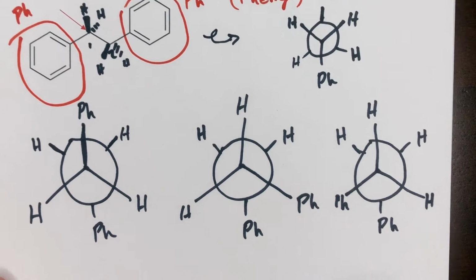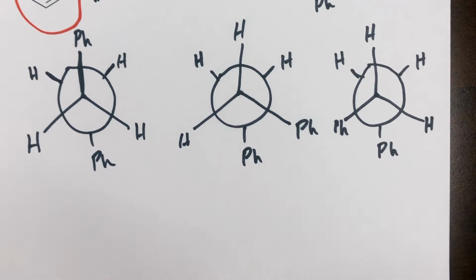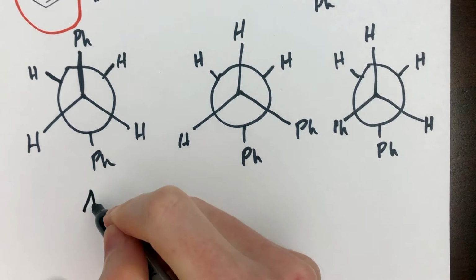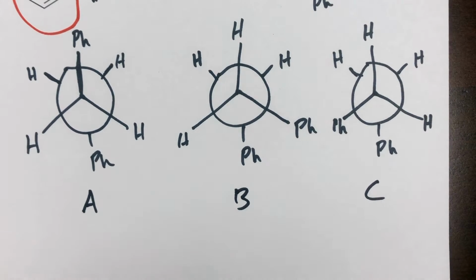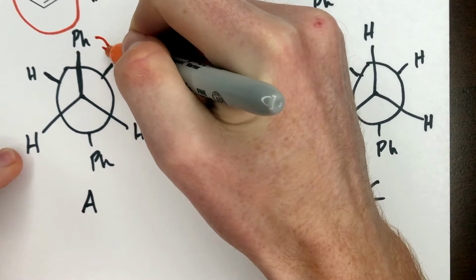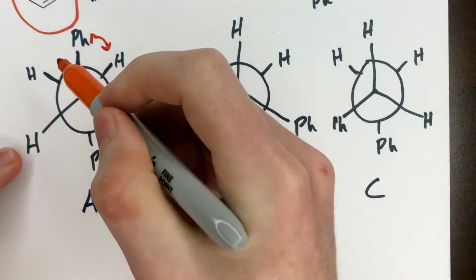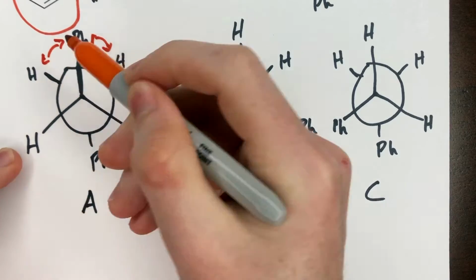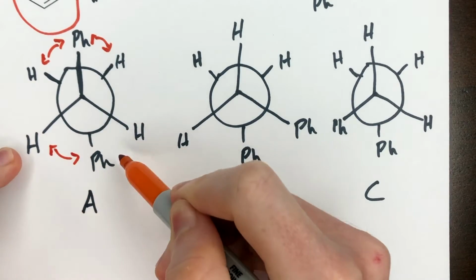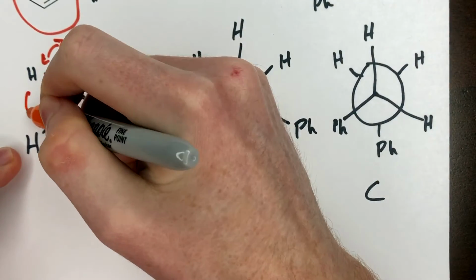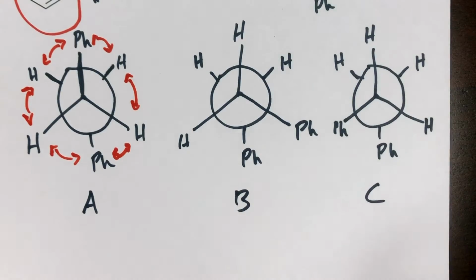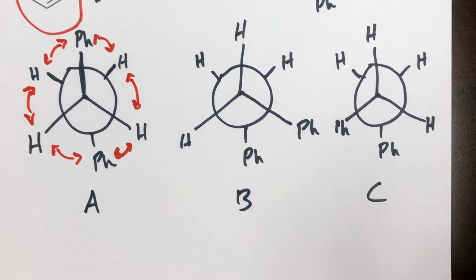So all of that says that these are the only three staggered conformations. I'll call them A, B, and C, just to give each of them a different name. Now let's figure out what types of interactions we have. In A, we have a phenyl-hydrogen interaction, and that's all we have. We have a phenyl-hydrogen interaction 4 times. And we also have a hydrogen-hydrogen interaction, but that is not going to contribute to the overall energy. But we can write this all out.